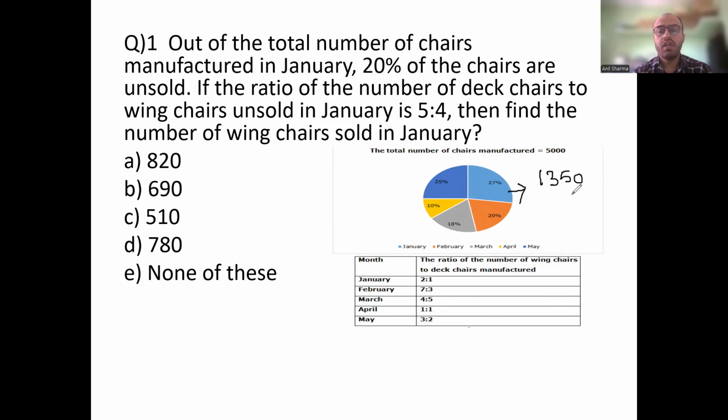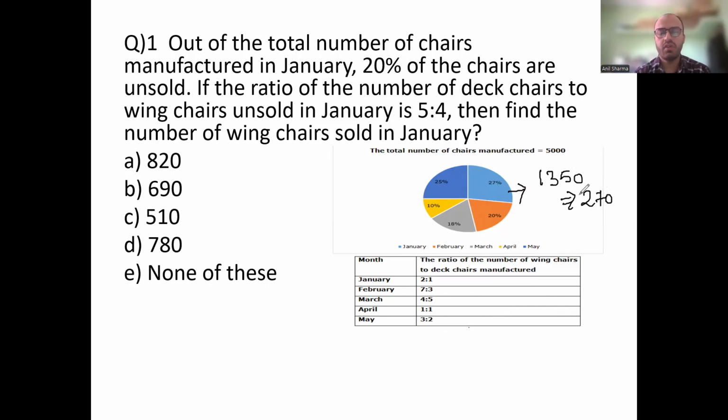So 1350. Out of that, 20% are unsold. 20% means what? 10 percentage is what? 135, because for 10 percentage we just remove a zero. I have already told you this in the percentage topic. When we discussed the videos on percentage, please see that particular video. So what is 20 percentage? Double of 135, that is 270. So out of 1350, 270 chairs are unsold, meaning they are not sold.